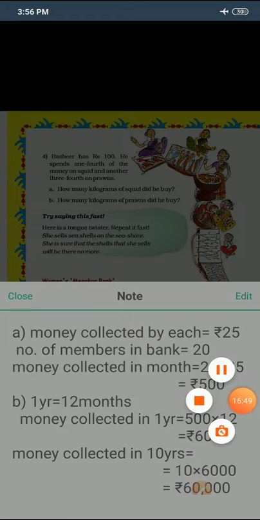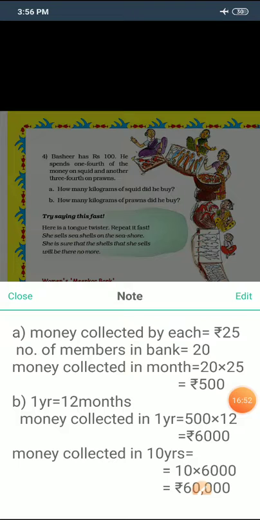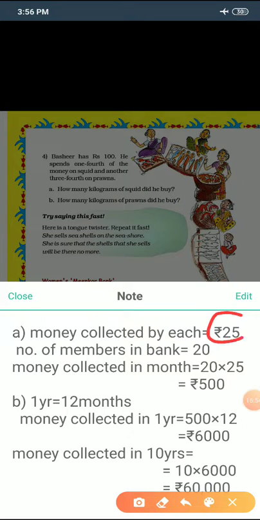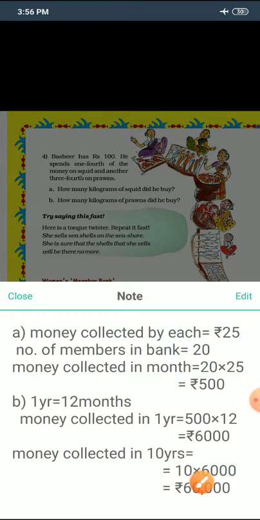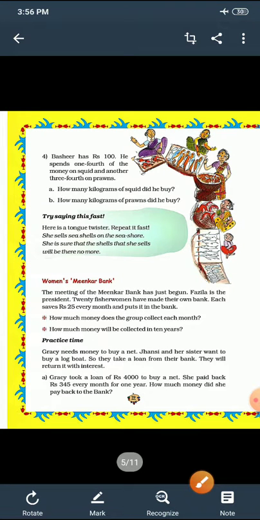So money collected by each is 25 rupees. Total number of people are 20. So what will be the total contribution? Yes, 20 multiplied by 25 equals 500 rupees. So they are contributing 500 rupees in a month. Now it is asked how much money will be collected in 10 years. Means you have to find for 10 years.